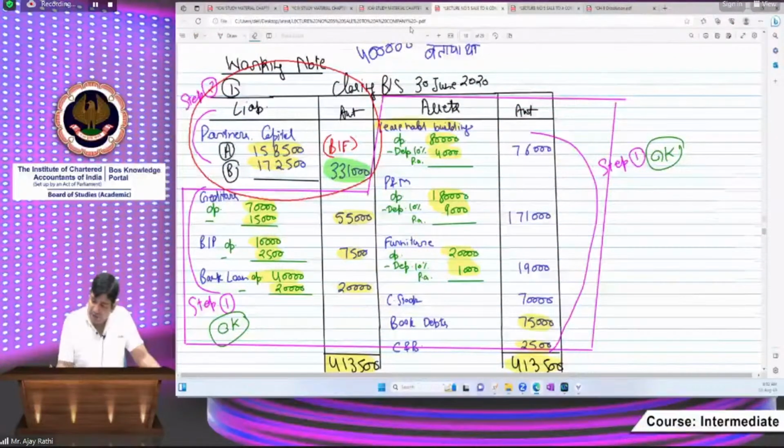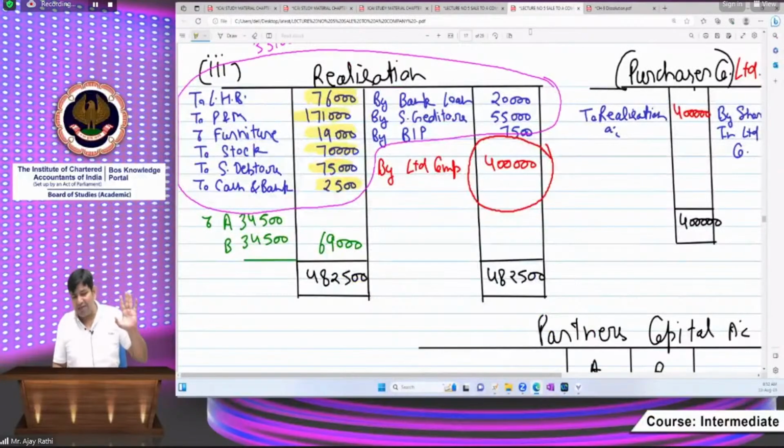Step number first, since the question has not restricted us, it means all the assets and liabilities are being taken over. Okay, beta. So we are transferring the liabilities also. Transfer the taken over assets and liabilities to realization account. And since nothing is given, it is always presumed that all the assets and liabilities are being taken over. Transfer the book values of all the assets and liabilities.